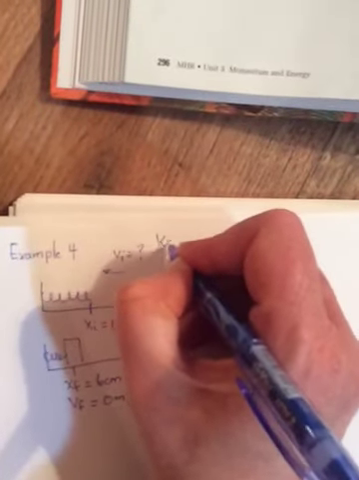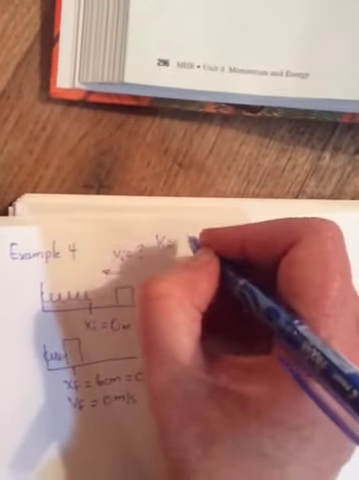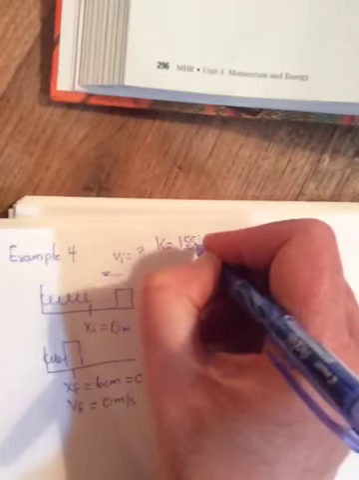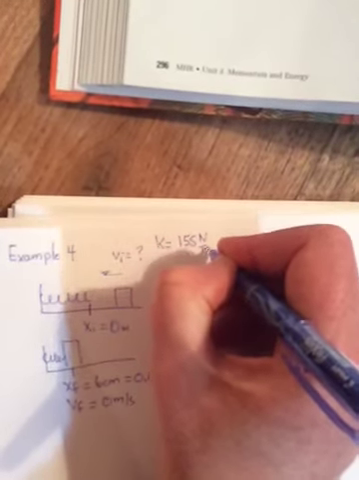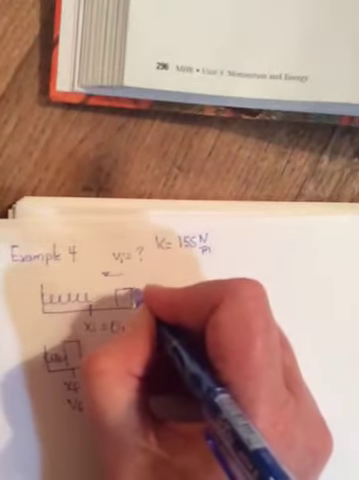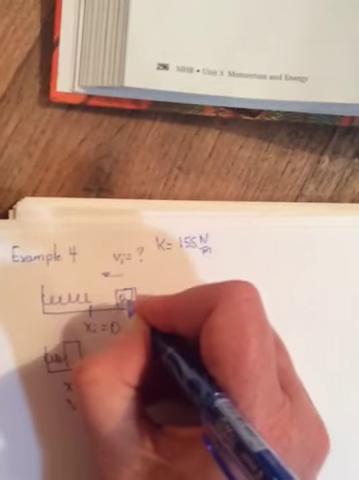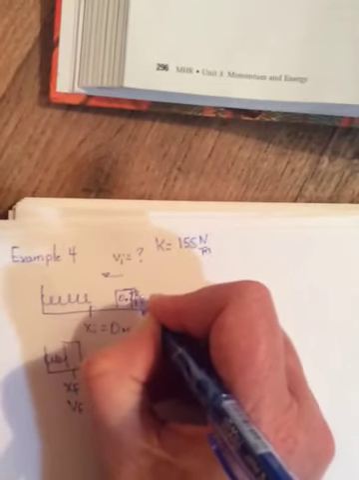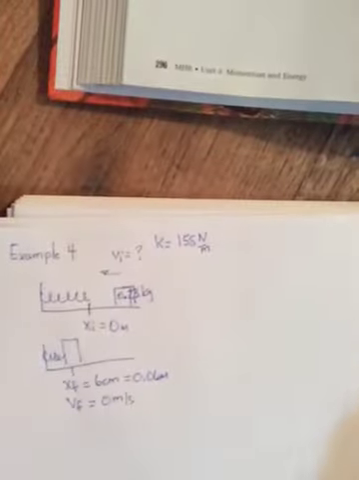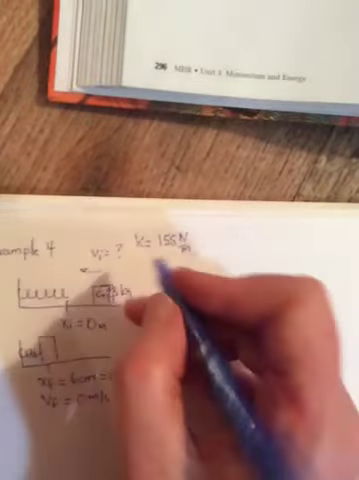Okay, the question also tells us that the spring constant, which is the k, is 155 newtons per meter, and that the mass of this cart is 0.23 kilograms. And it wants to know what's the vi.